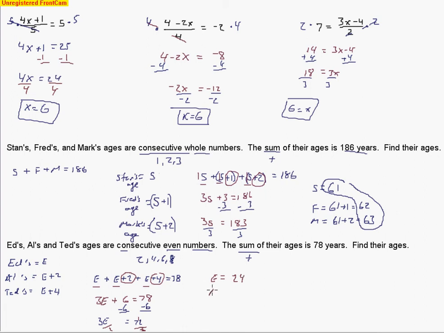So that means Al is going to equal Ed's age plus 2 years, so it's 26 years. And Ted is going to be Ed's age plus 4 years, so that'd be 28. So there it is, 24, 26, 28.